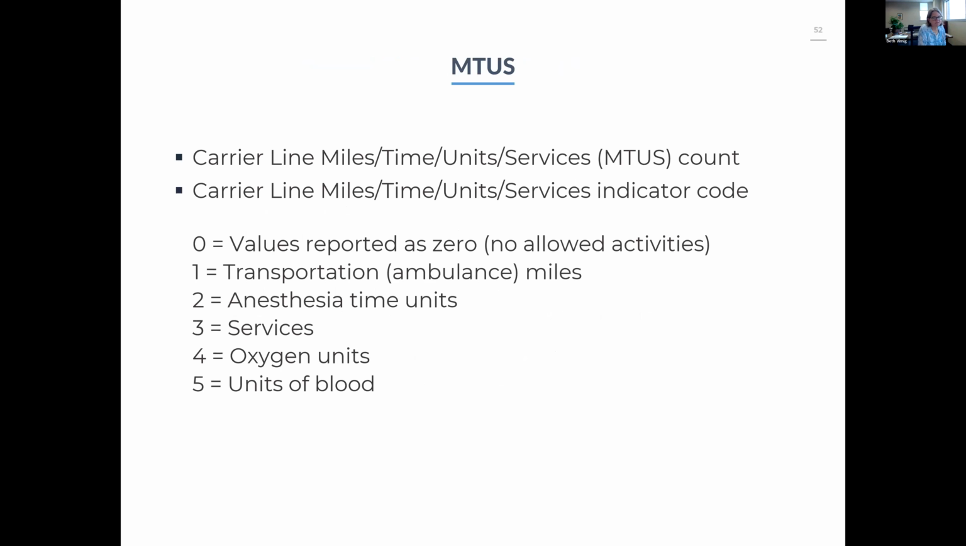Is it anesthesia units? Is it miles or is it services? So we'll see mostly 3. If it's an E&M visit, a doctor's visit, the code would be a 3, it's services, and the units might be 1. They had 1 evaluation and management visit. Or the code would be a 1, transportation, and the units would be 40. They had a 40-mile ambulance ride. So that's how it works.